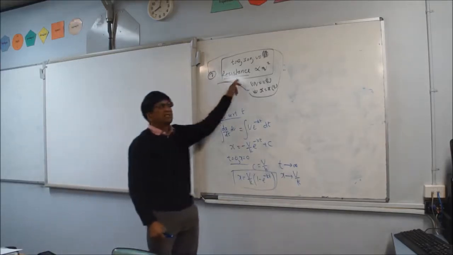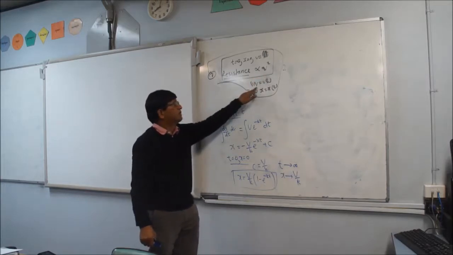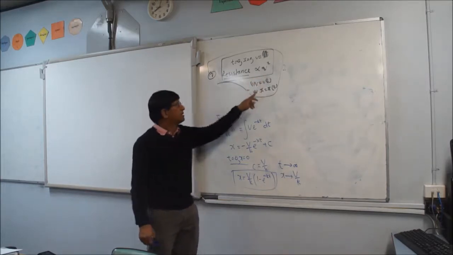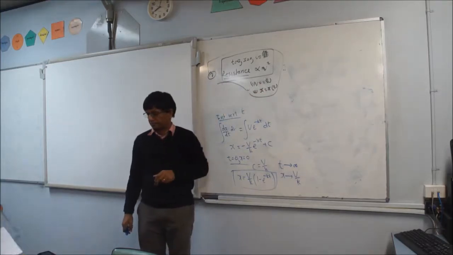The resistance is proportional to the velocity squared. Find the velocity in terms of time, that's very important. Find the displacement in terms of time. I'll not do all that.